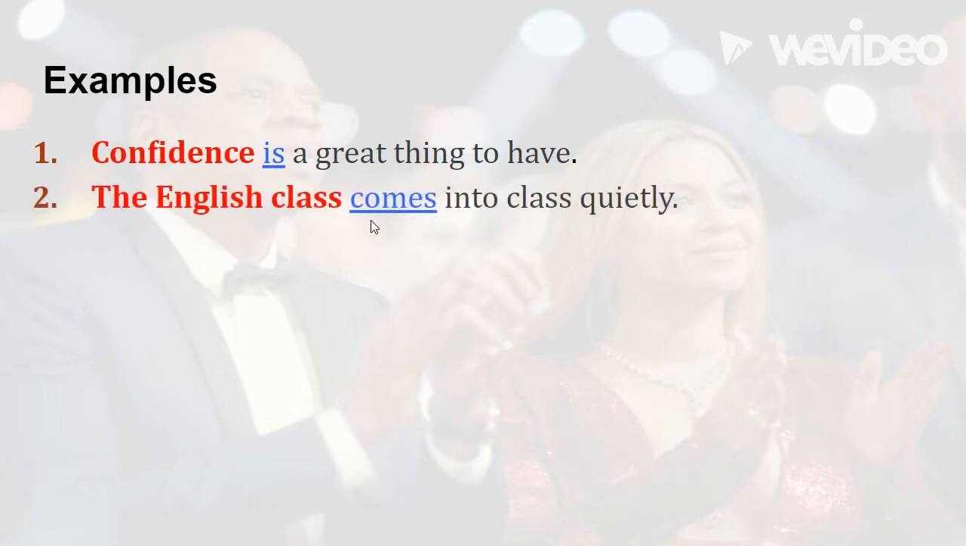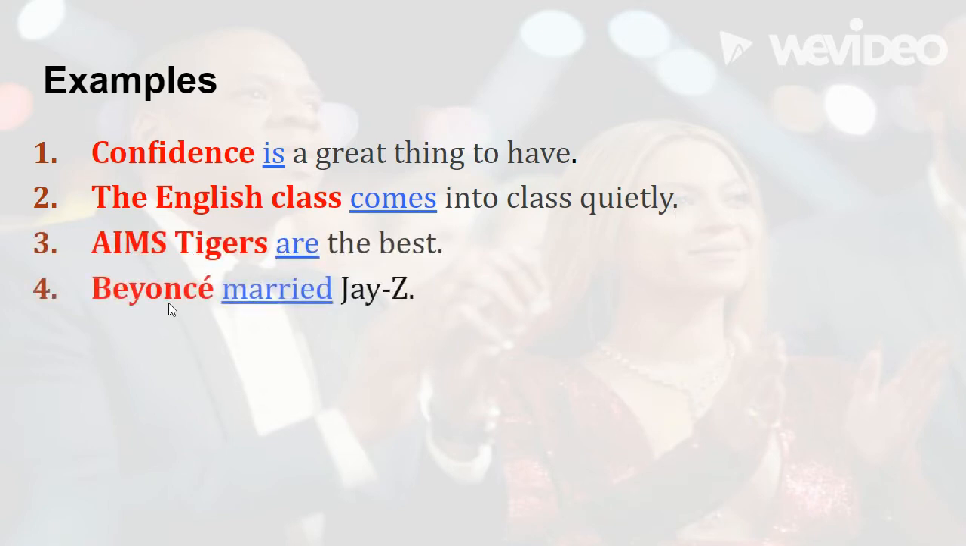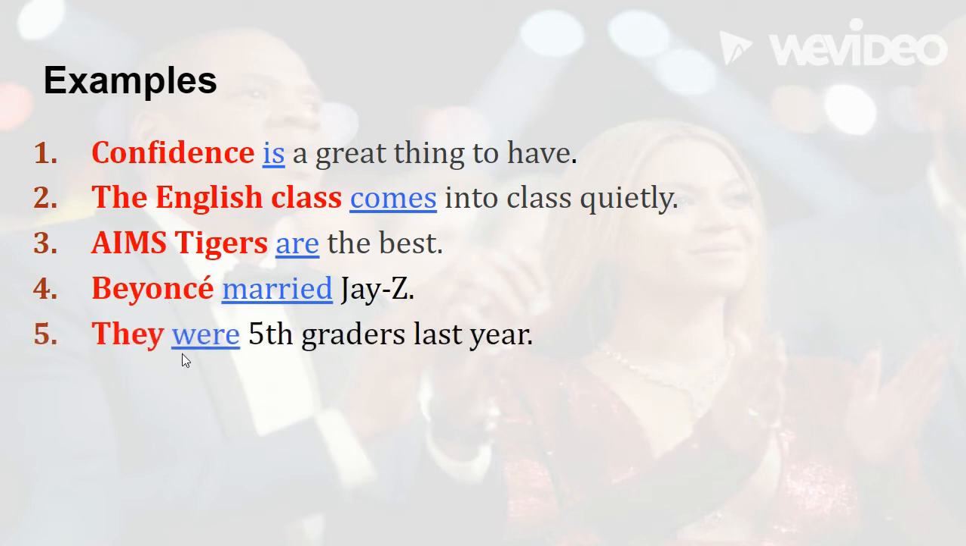The English class comes into class quietly. Ames Tigers are the best. Beyonce married Jay-Z. They were 5th graders last year. So all of these are examples of independent clauses. Again, they all have subjects in red. They all have verbs in blue. And most importantly, they can all stand alone by themselves.